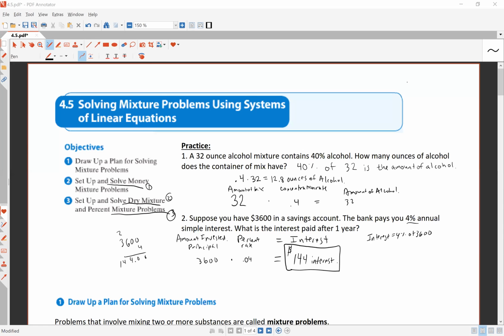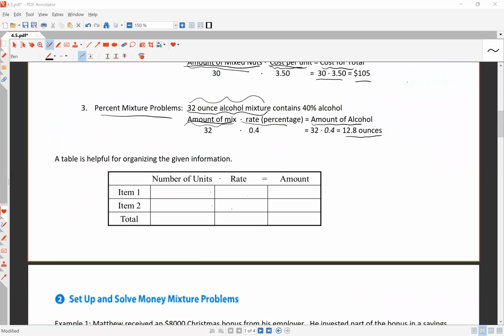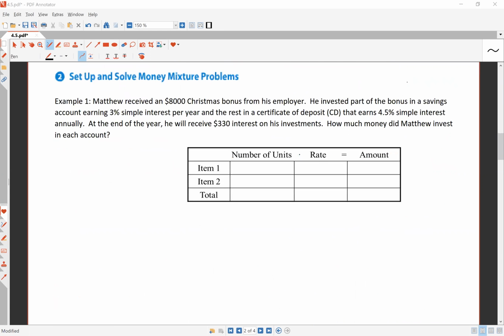This video covers section 4.5, solving mixture problems using systems of linear equations. Objective 2, set up and solve money mixture problems. Money mixture problems entail taking a set amount of money and breaking it up into two different interest earning accounts.